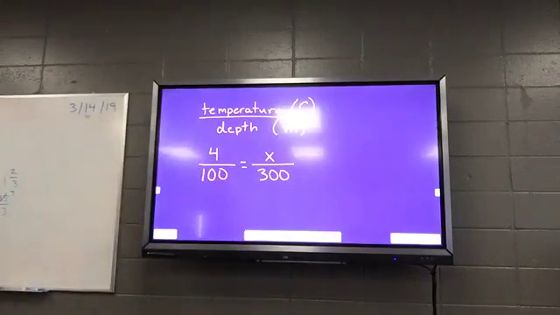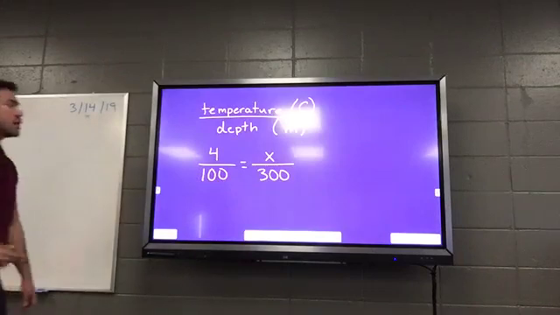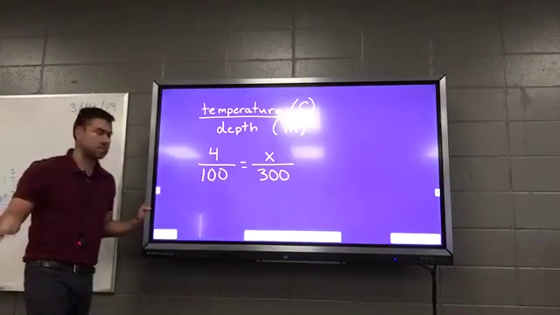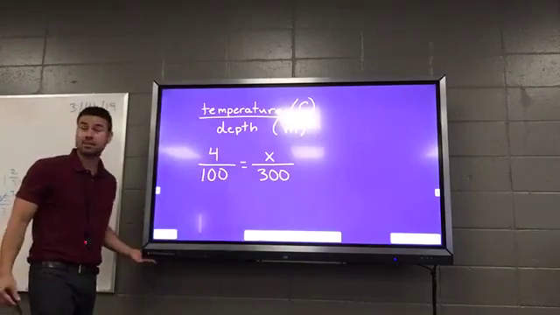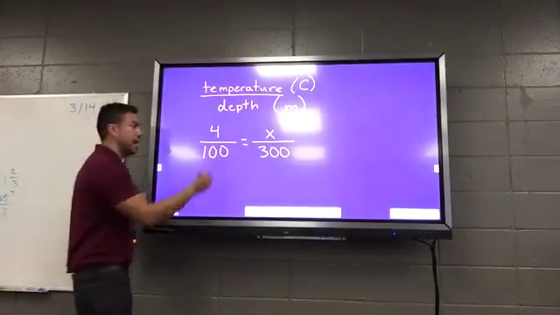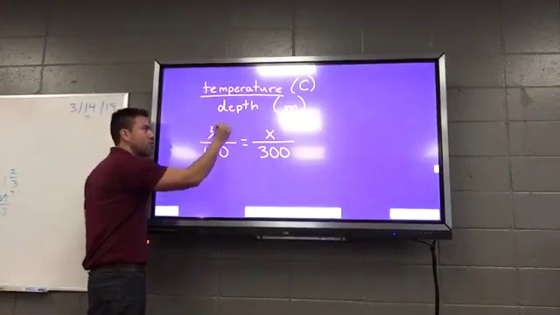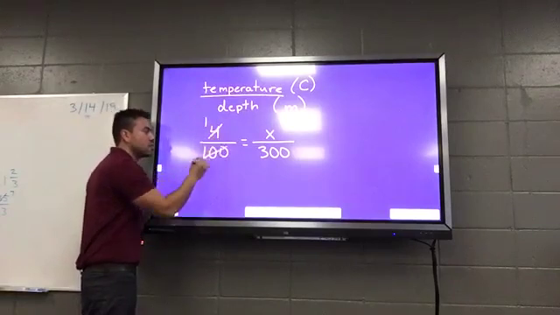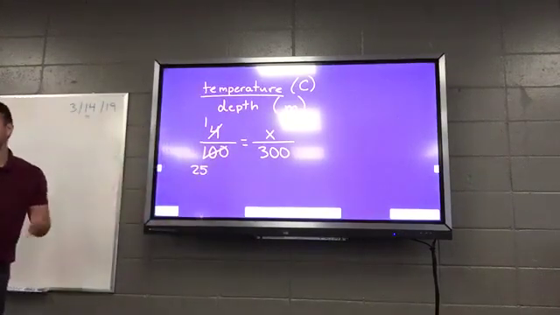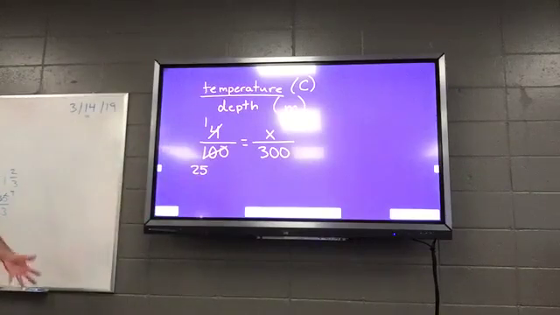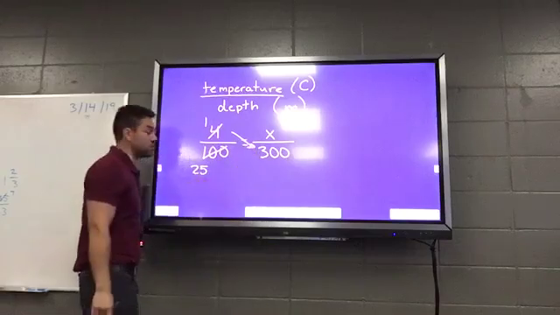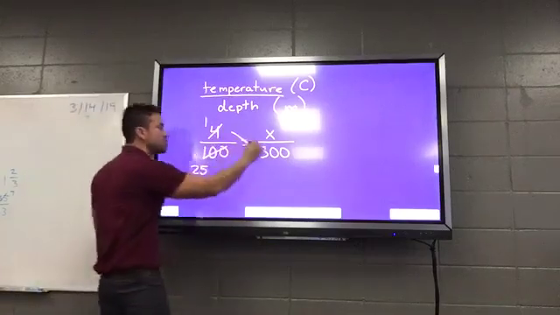I don't know what that temperature change is, so I'm going to figure it out using a proportion. To help your math, you can always reduce a fraction before cross multiplying. Does anyone know anything that can simplify? 4 and 100. 4 goes into 4 one time, and 4 goes into 100 twenty-five times. So now I'm not dealing with 4 and 100, I'm dealing with 1 and 25. Makes it easier, right? You should get the same answer if you work it out right. What's 1 times 300?